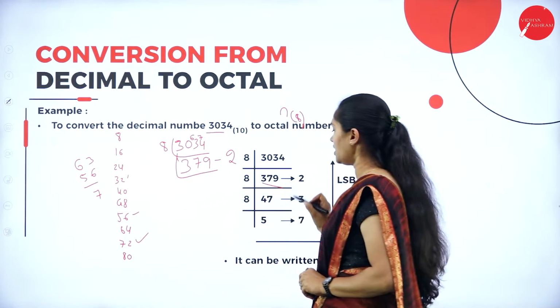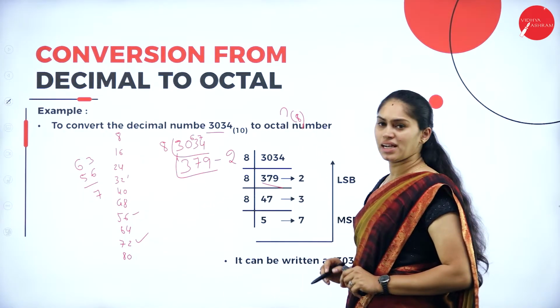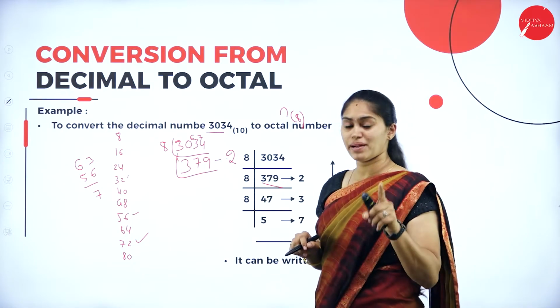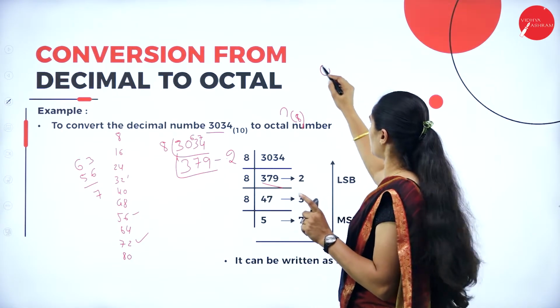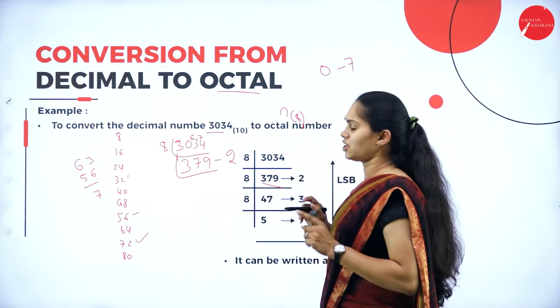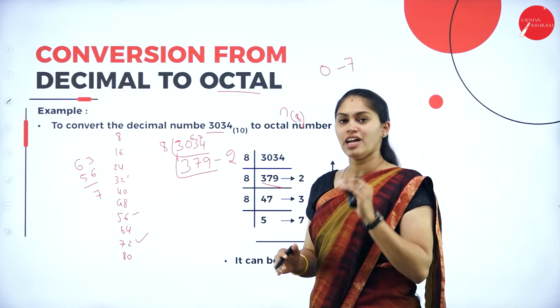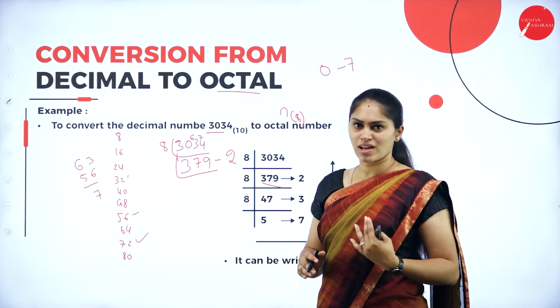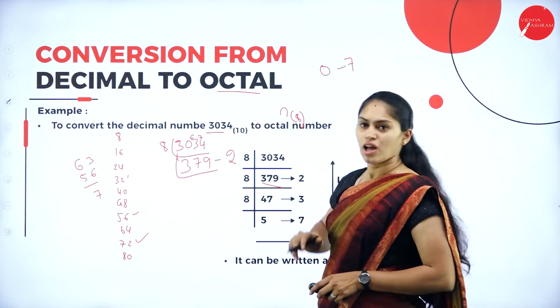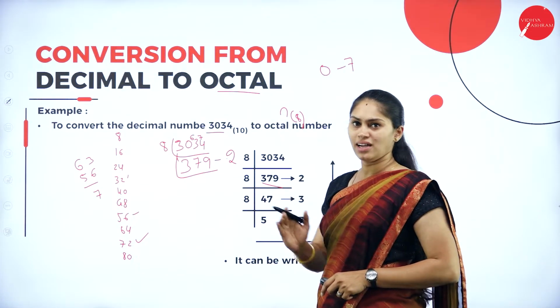Okay. So now I got 379 and the remainder is 2. So now here you can expect the remainder which is from 0 to 7. Why? Because we are converting it to octal. So if it is binary, only we can expect 1 and 0 as a remainder. But here we are converting to octal. So it will be between 0 and 7.